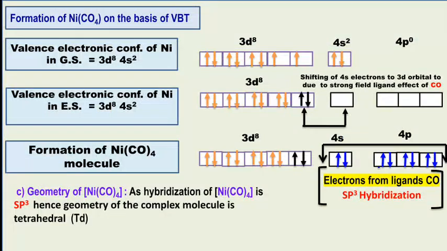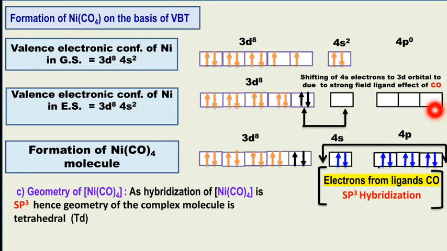The valence electron configuration of nickel is 3d8 4s2 in the ground state. So we will consider the 8 electrons in the 3d orbital as well as 2 electrons in the 4s orbital. Let us consider the next step, that is the valence electron configuration of nickel in the excited state. Here in the excited state, the nickel atom will make available the empty orbitals, equivalent to the coordination number of the complex. We have just seen that the coordination number of this complex is 4.